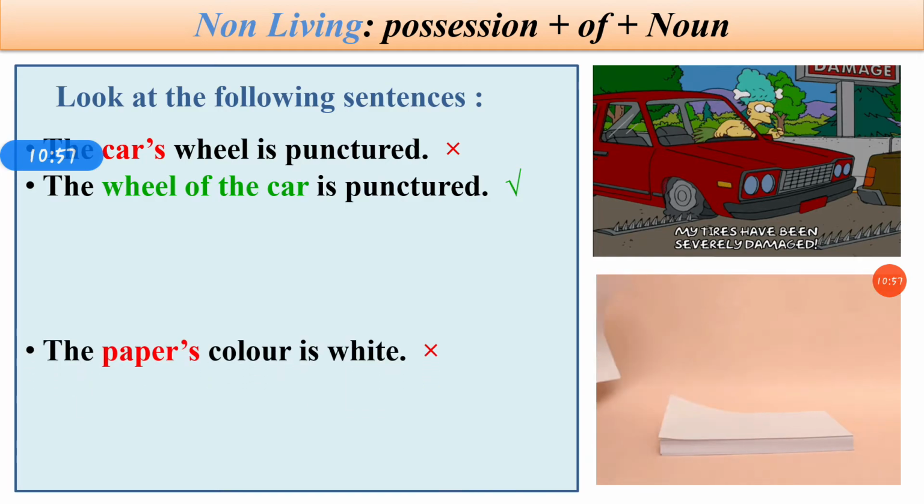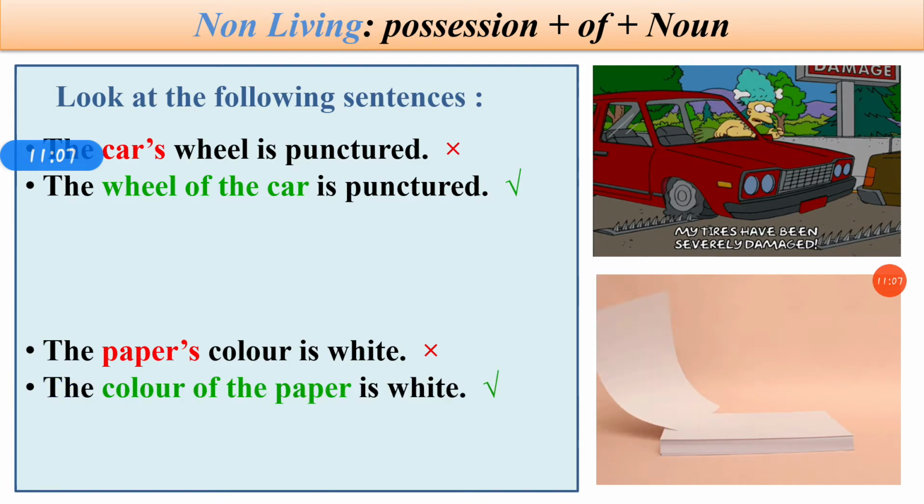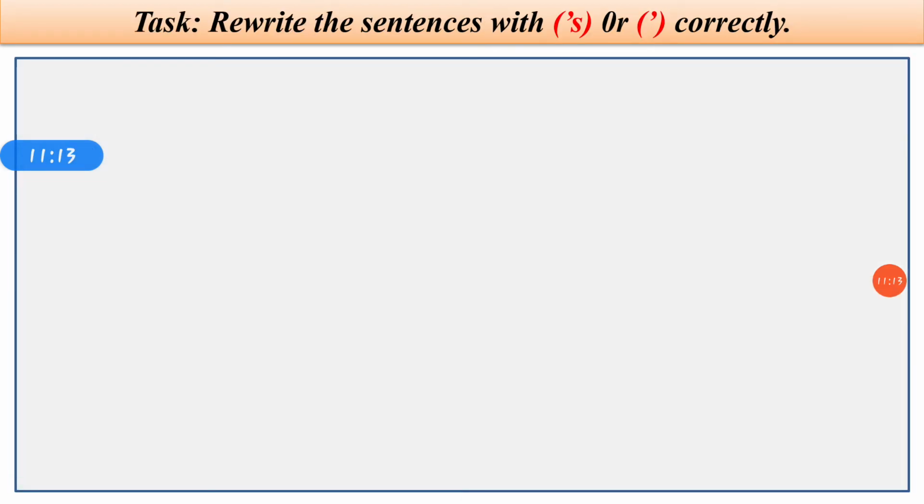Next is, the paper's color is white. Paper is a non-living thing. We have to write it as, the color of the paper is white. This is the right sentence. Here are some tasks. We just have to rewrite it using apostrophe s or apostrophe.